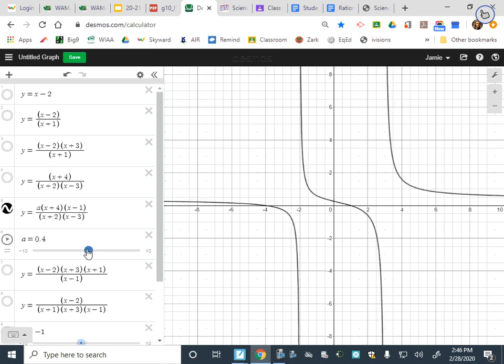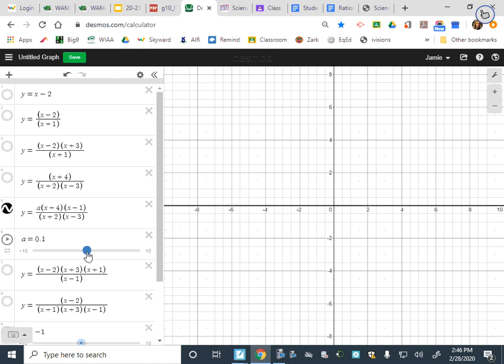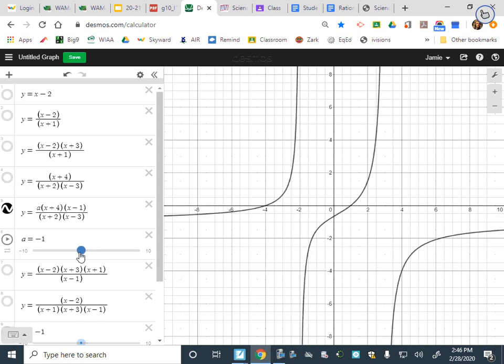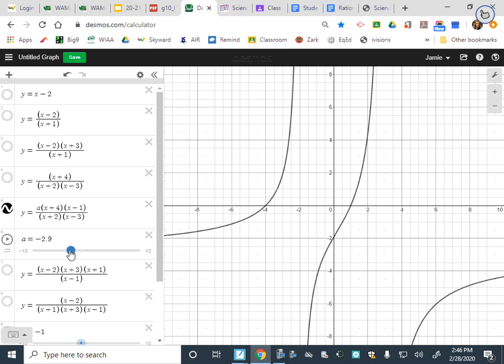Okay. Now, when I crossed over into negative values of a, what happened? It reflects. Okay. And so if I go to -3 for this value, where do you think that horizontal asymptote is now?